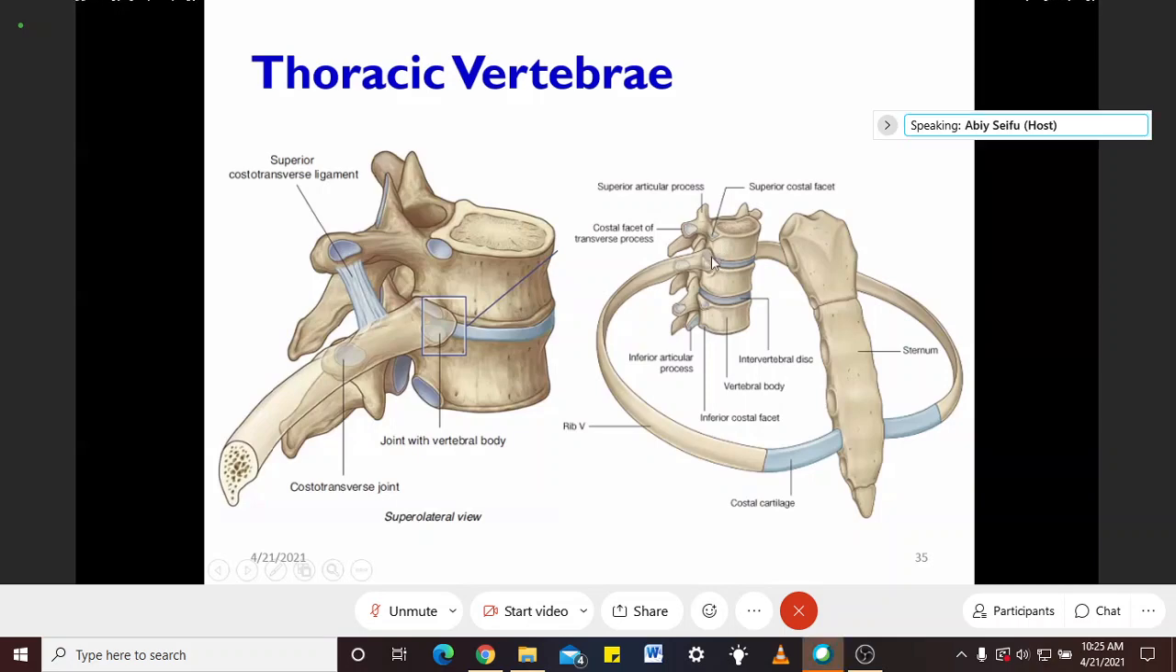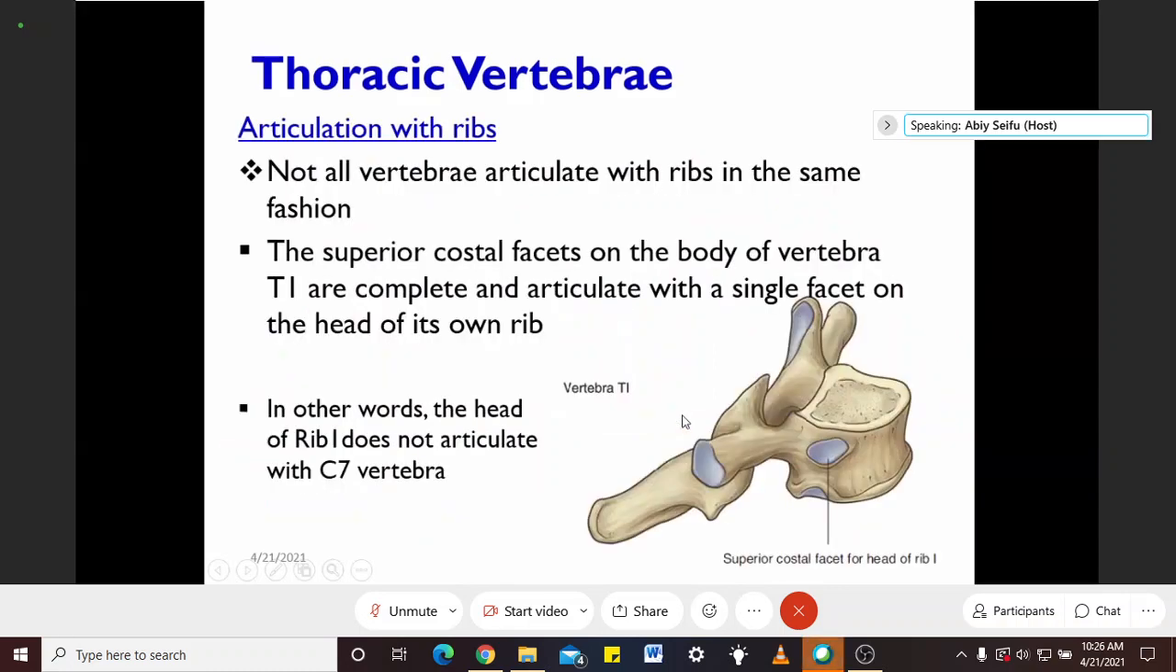This one articulates with the inferior articular demifacets of the inferior part and the superior part of two consecutive vertebrae. This one is the 5th vertebra, whereas this one is the 6th one. You see, the inferior articular demifacet of the vertebra articulates with its corresponding one.